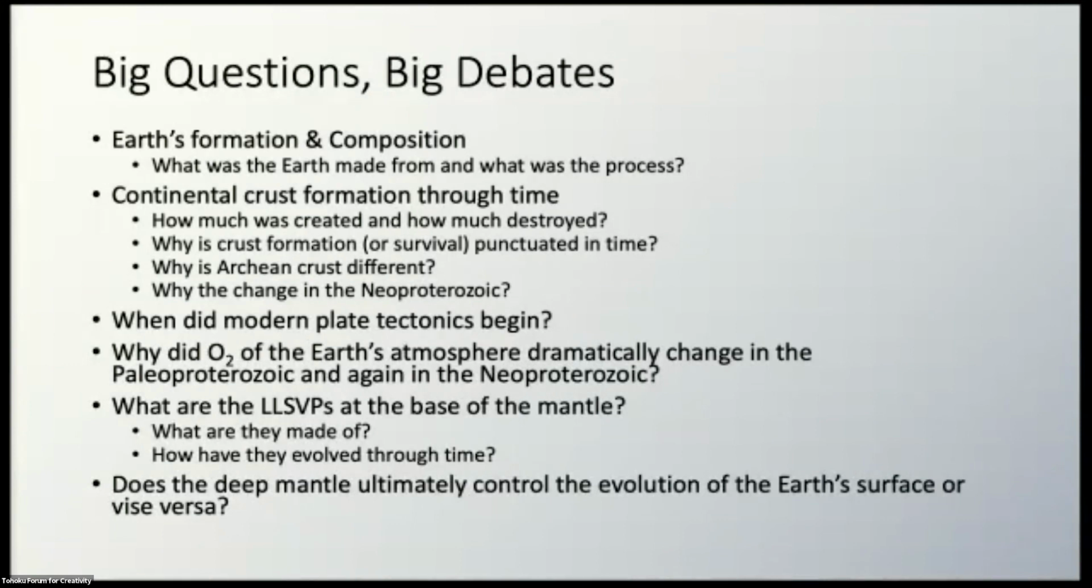And then going into the deep mantle. These LLSVPs at the base of the mantle. What are they? What are they made of? How have they evolved through time? Are they persistent? And then the real question is, does the deep mantle ultimately control evolution at the surface of the Earth, or vice versa? Does the surface of the Earth control evolution of the deep mantle? I think that is a big question.